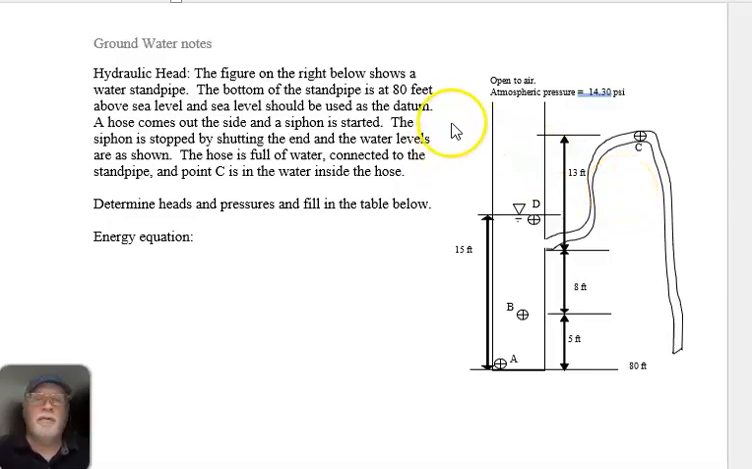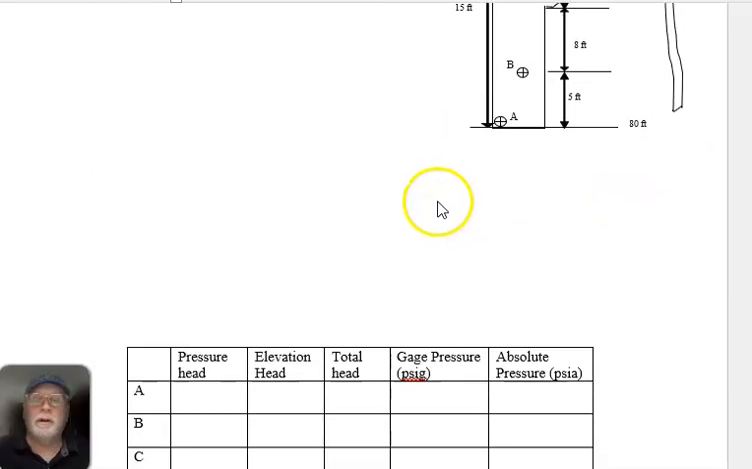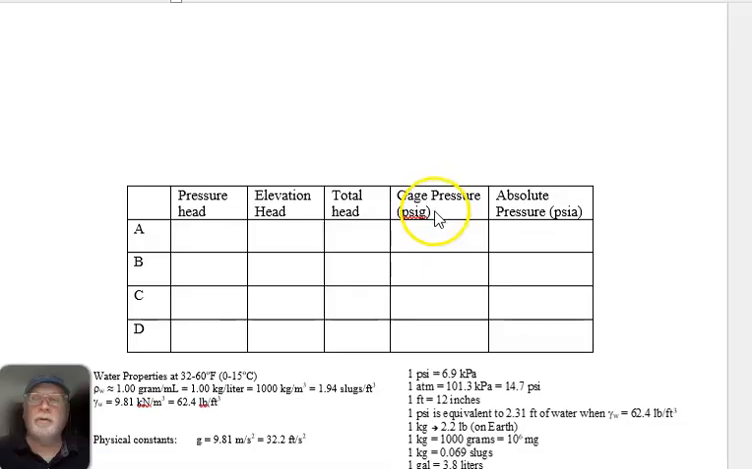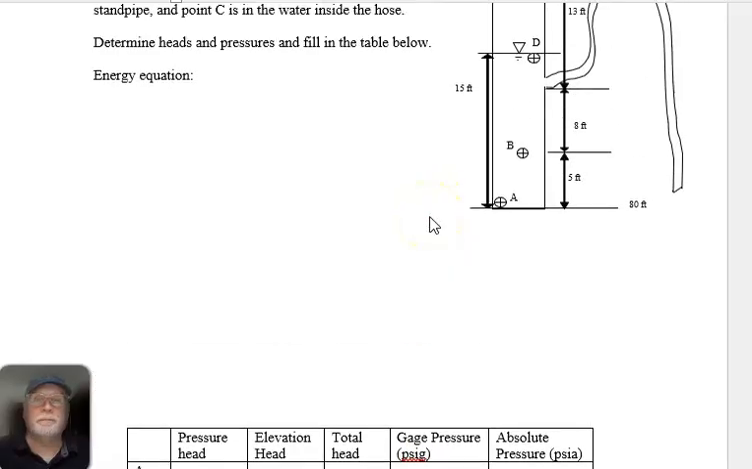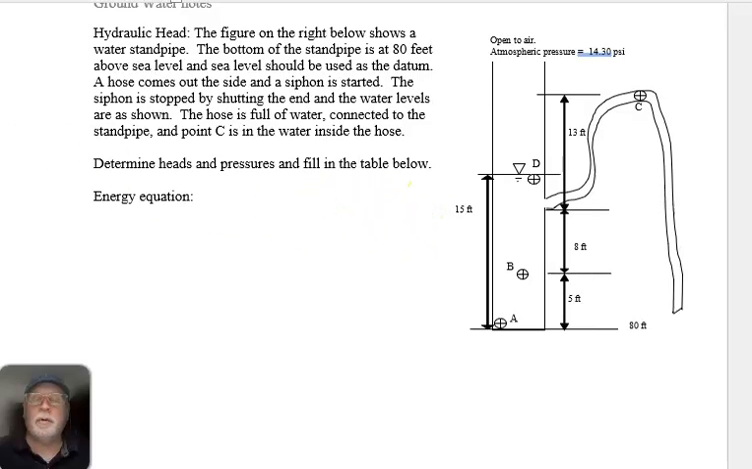So we want to find out the heads and pressures at different points in the water here, and I have a table down here that we're going to fill in just a little bit. So I'm going to start with the energy equation, also known as Bernoulli's equation. We could write Bernoulli's equation in terms of energy, like joules, but civil engineers don't want to deal with joules. They want to know, well, how many feet of water does that represent? So we represent everything by feet of water.